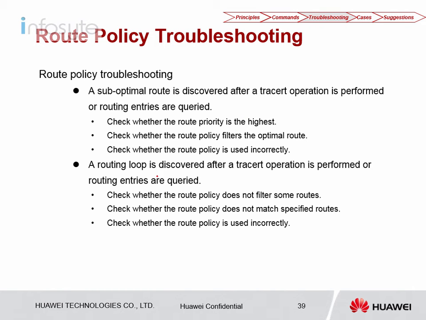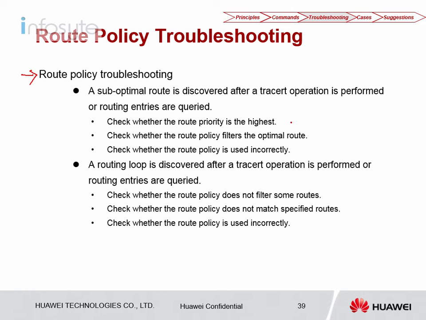First, let's look into the route policy troubleshooting. It's very important for you to know how the route policy works, so that you are able to effectively troubleshoot it. Here we have two conditions. The first: a suboptimum route is discovered after a traceroute operation is performed or the routing entries are queried. If you still remember our earlier example, we had a suboptimum path because of mutual importing, as well as a loop that occurs due to the way routing works, especially when you use summarization.